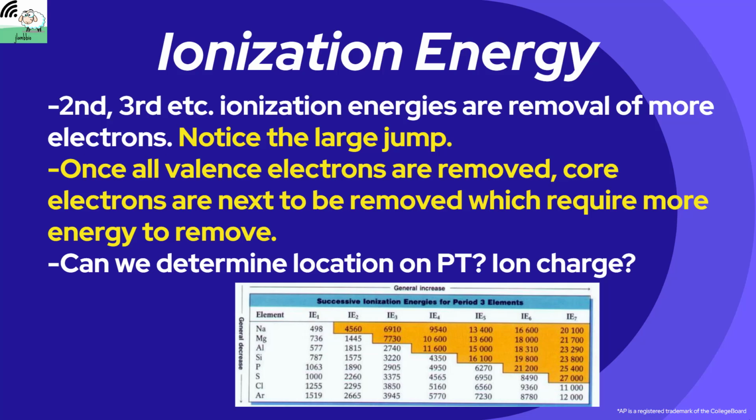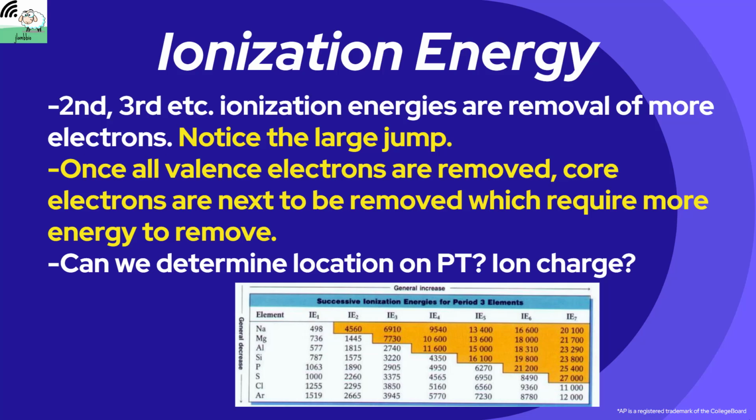Take a look at magnesium. The biggest jump in magnesium is between the second and third ionization. Well, magnesium is an element in the alkaline earth metal group, the second group on the periodic table. And if I look at the electron configuration, it ends in s2, meaning that there are two valence electrons in magnesium that are very easy to remove, and subsequent ionizations are going to be removing core electrons. So based off of this information, I should be able to determine location on the periodic table as well as ion charge. The big jump in ionizations tells you how many valence electrons the element has.